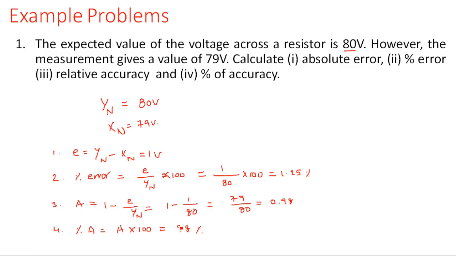So it is very simple. Generally these are the four parameters we need to find out in the case of error in measurement: absolute error, percentage error, relative accuracy, and percentage of accuracy.